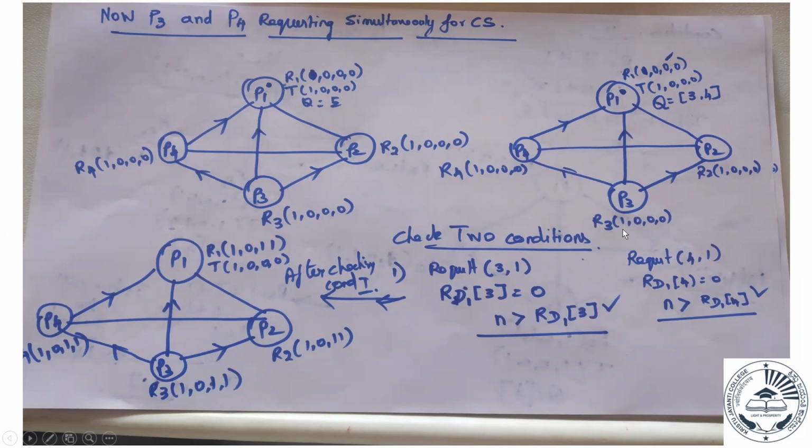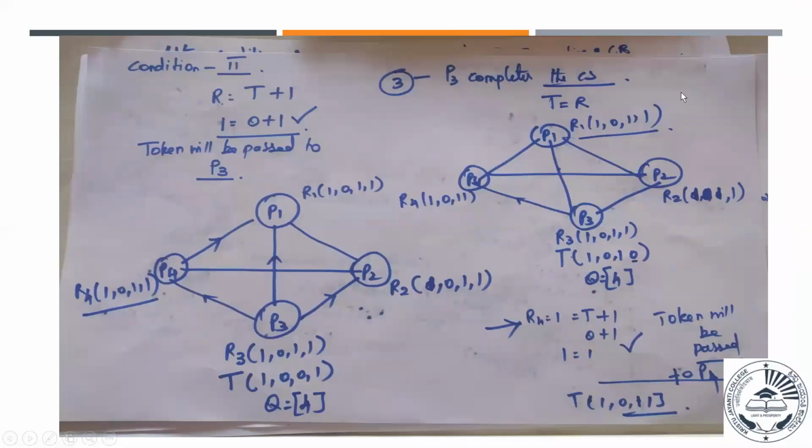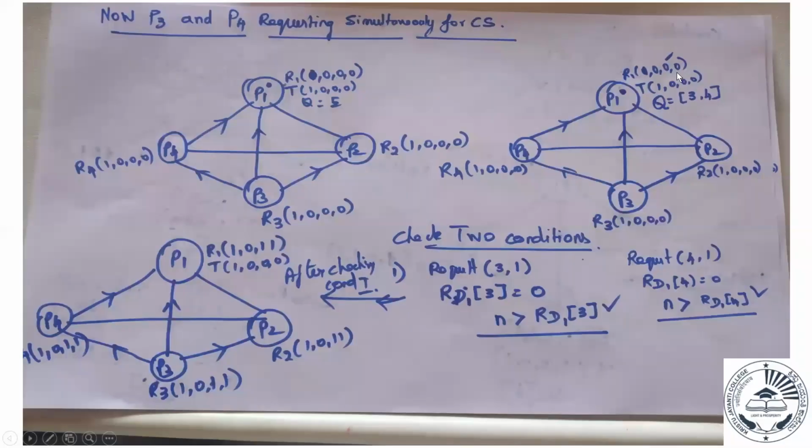When this is satisfied, simultaneously he will do the same for P4 also. So RD1 of 4 is equal to 0. RD1 of 4 is also equal to 0. Now what is the N value? What N value might P4 have sent? 4, 1. So here also N1 is greater than RD1 of 4.